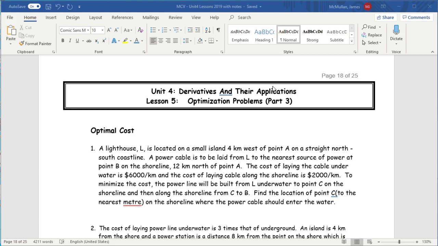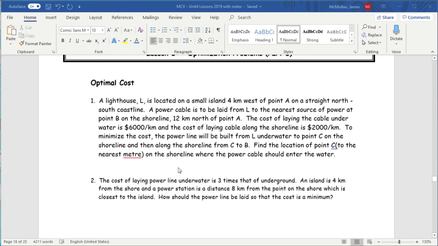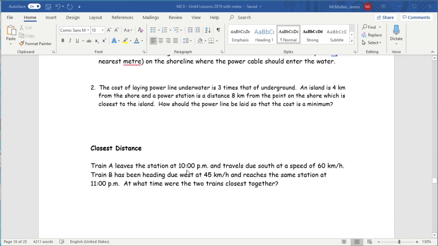So today we're continuing our lessons on optimization. We're doing this pair of problems that are very, very common. You're very likely to get one or both of them on the test. The Lighthouse question and then the train question.